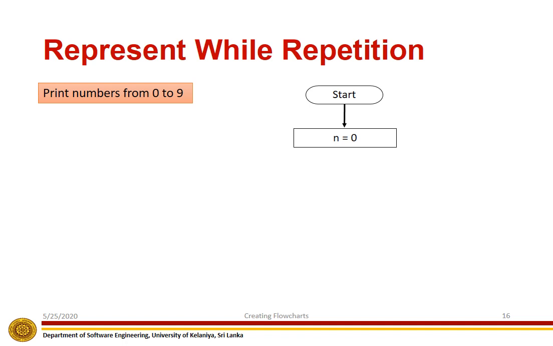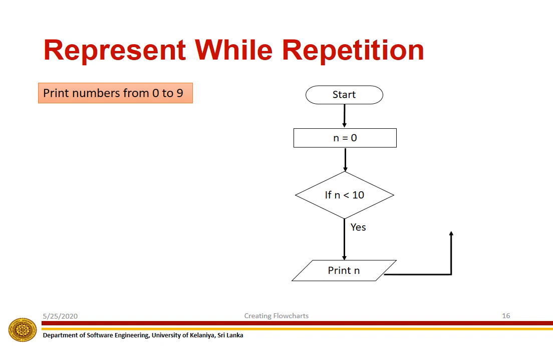Then we give the termination condition of the while loop in a decision symbol. We have to check the numbers until 9. So in the decision, if n is less than 10 and it is yes, we print n, the number, as the output. Then we step up the condition and check again. For that we use a process symbol, and inside it we increase the number by 1: n equals n plus 1.